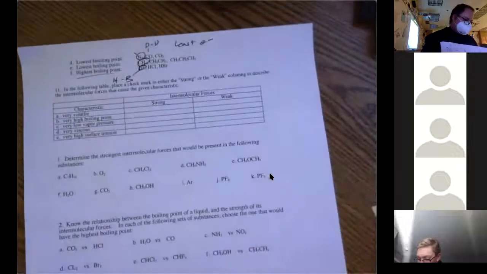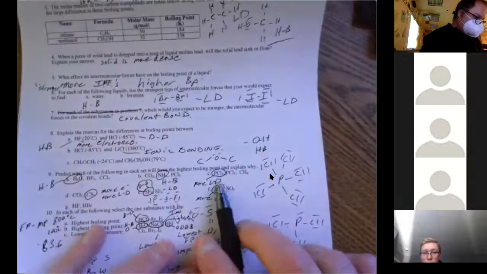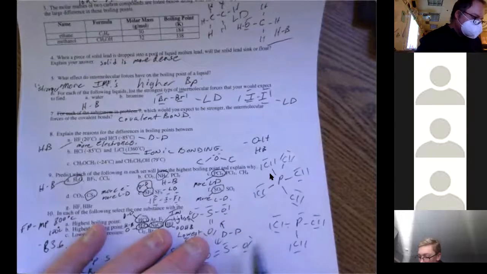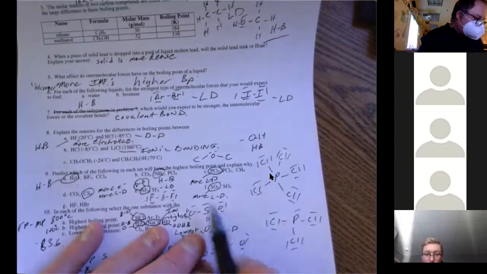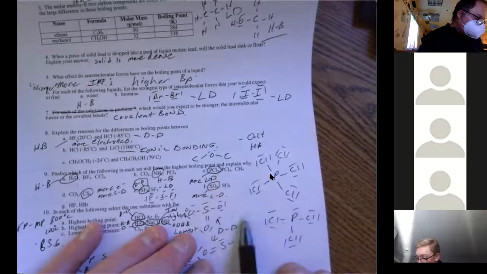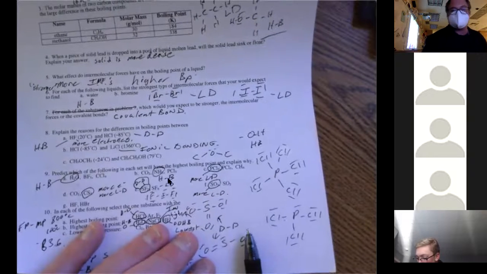Wait, Mr. Jackson, I have a question. Yeah. Number 9, could you go over C and F? I don't know if I came a little late or if you didn't cover it. C, PCl5 and PCl3. Which one has the highest boiling point? I thought it was PCl3 since it was polar. PCl3 because it's polar. What is the electronegativity difference there?